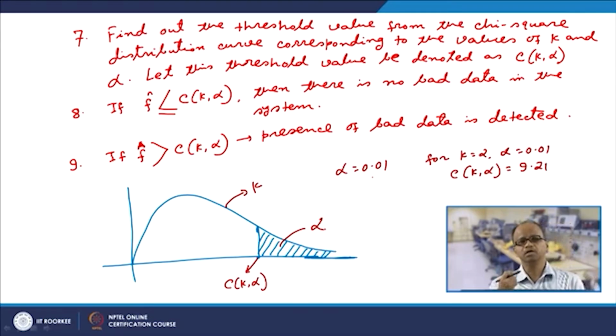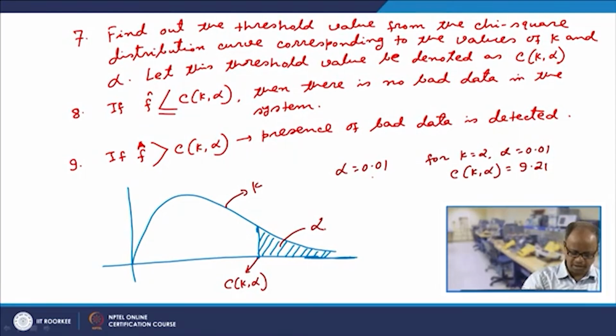But if this calculated value of f hat crosses this threshold value, that means that this calculated value of f hat is quite high, or in other words, at least some value of E I hat is quite high. So, that means there is probably at least one meter which has gone bad. So, we detect the presence of bad data, but now the question is, how do I detect which one has got bad data?